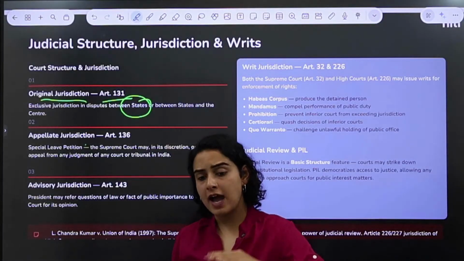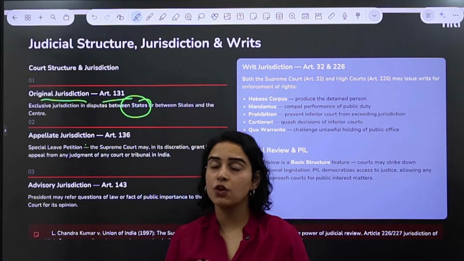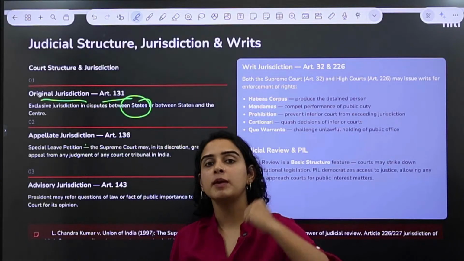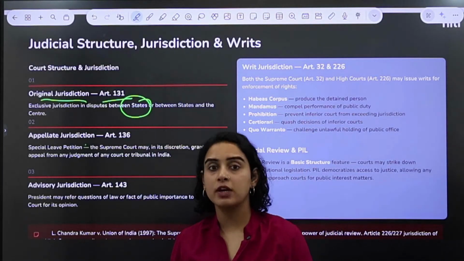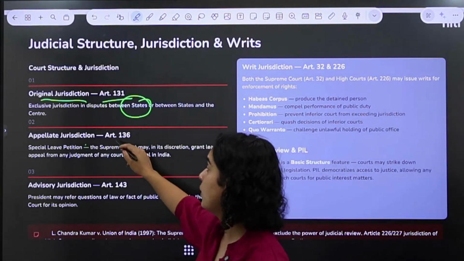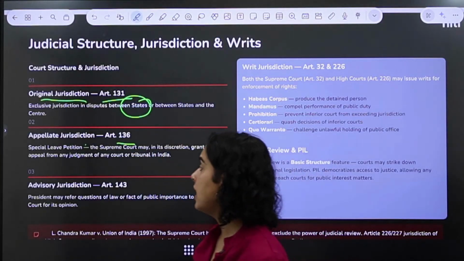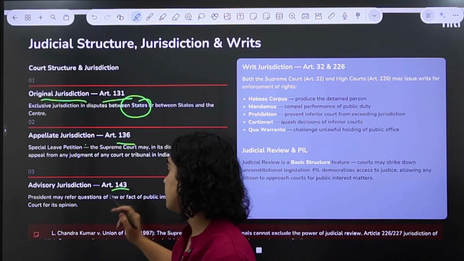So if a high court gives any decision and you're not satisfied with that decision, you can make an appeal to the Supreme Court. That's called appellate jurisdiction. It is under Article 136. And then we have advisory jurisdiction under Article 143.